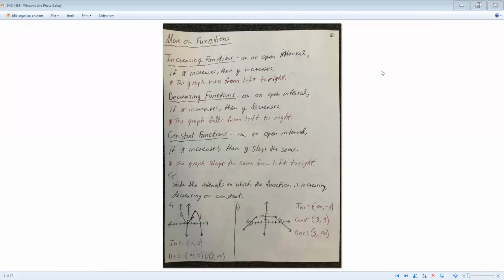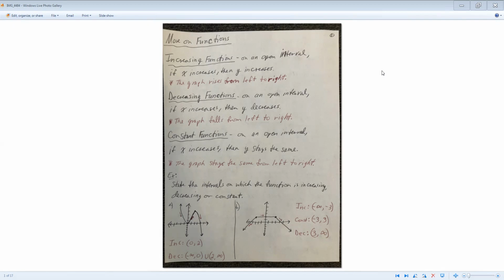This video discusses more on functions. We have increasing functions on an open interval. X increases as Y increases, so that means the graph rises from left to right. Decreasing functions, we look at an open interval, X increases and Y decreases, so that means it falls from left to right. And then when you're looking at your function being constant on an open interval, that means when X increases, Y stays the same.